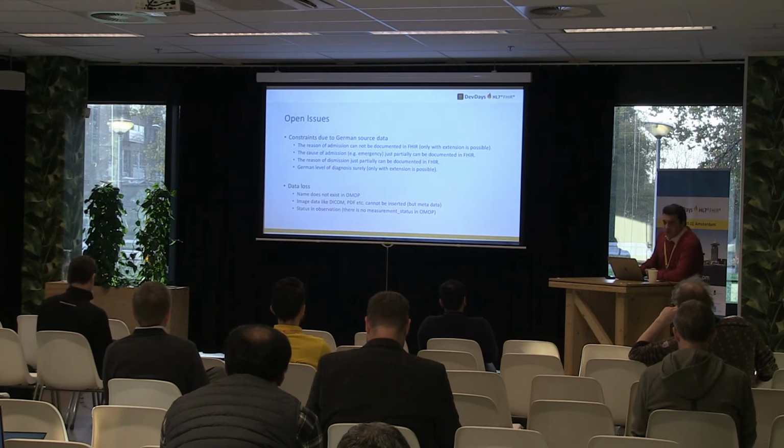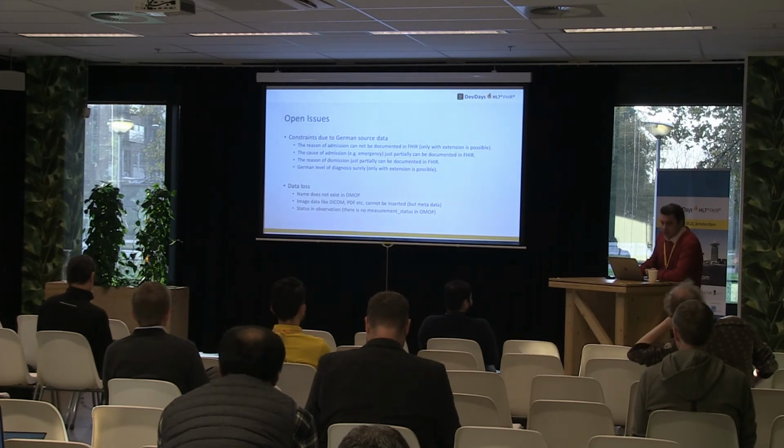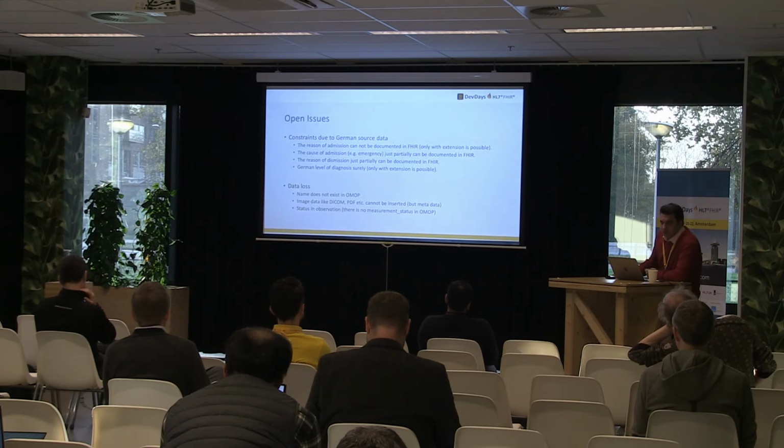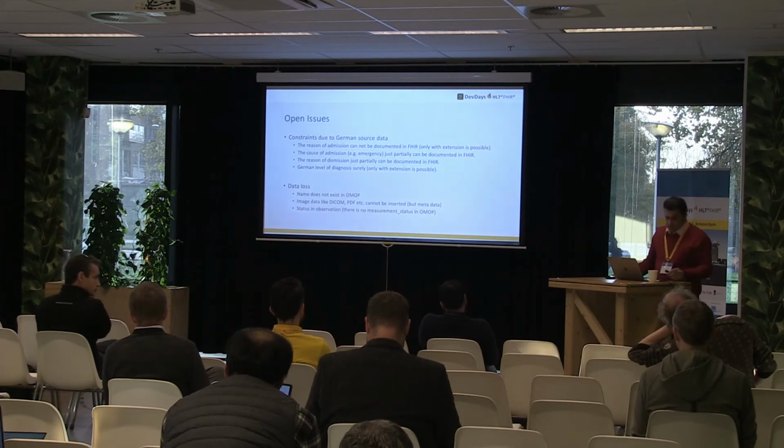And we lose some information during this mapping too. Name and last name of the patient: it is not possible to save in OMOP. There is no field for this purpose in OMOP. Images are not possible to save; just metadata you can insert in the OMOP table. And a status in observation: we don't have any measurement status in OMOP.